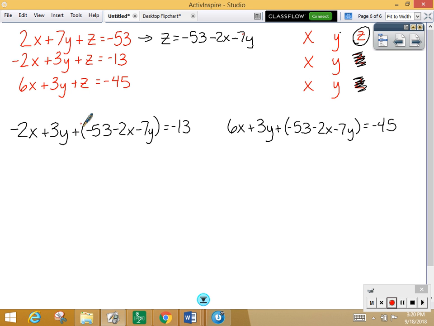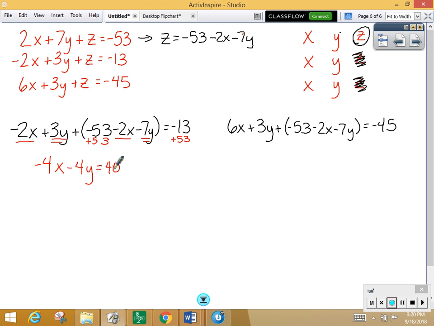Because there's nothing to multiply by, I really don't need these parentheses. I'm just going to combine like terms. So I'm going to take the negative 2x and combine it with the other negative 2x to make negative 4x. And then I'm going to take the 3y and combine it with the negative 7y. 3 minus 7 is negative 4y. And instead of writing a negative 53 on the left side of the equation, I'm going to go ahead and add 53 so that it can combine over here with the negative 13. That way I have an equation in standard form, and I can work a little bit easier with that. So negative 13 plus 53 is 4.